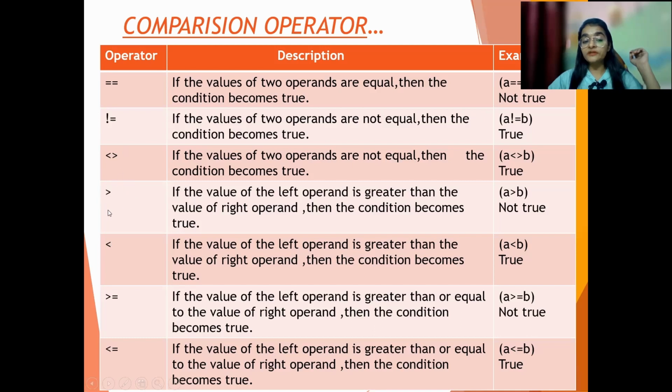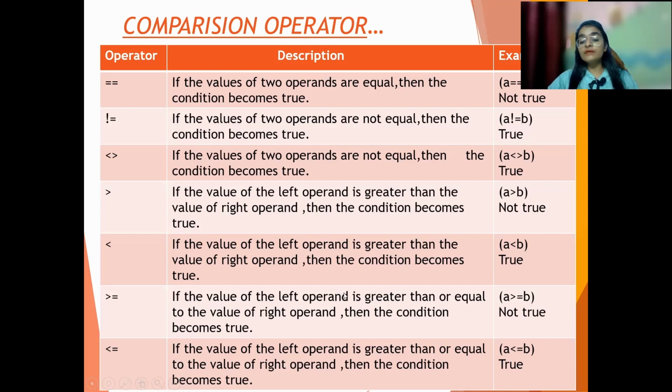Going to the next operator, that is greater than. If the value of the left operand is greater than the value of the right operand, then the condition becomes true. It means that if 6 is greater than 5, that is true, right? And it will give us false if we type 5 is greater than 6. Then we have less than, similar to what we use in mathematical operations, then greater than or equal to, and then less than or equal to operator, right?